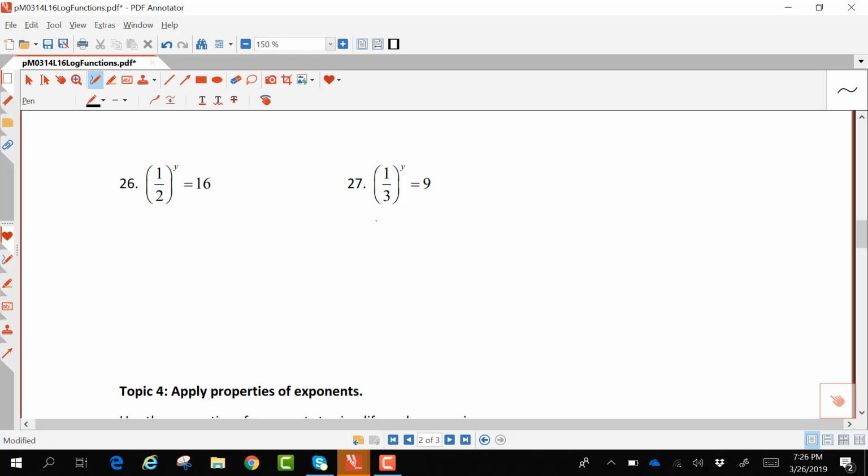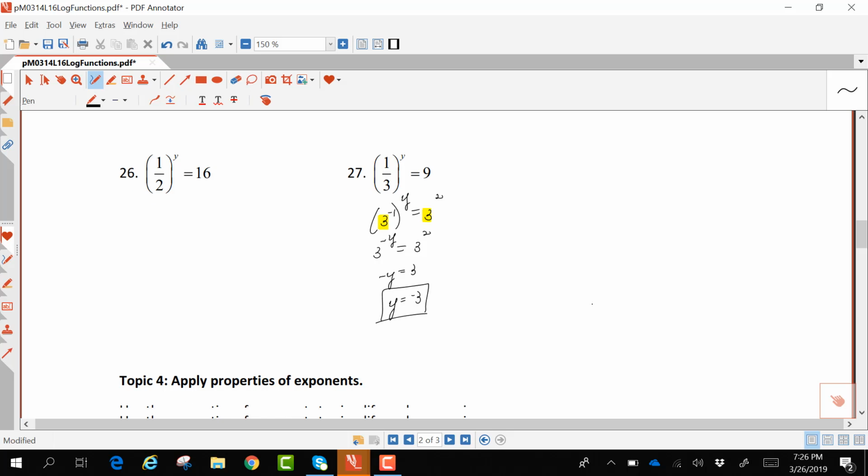Well, the left side is 1/3. If I move the 3 to the top of the fraction, it would be written as 3 to the power of -1. The 9 on the right side of the equation is 3 squared. So at this point, I have the same base of 3. The left side is 3 to the power of -y, and the right side is 3 squared. With the bases the same, I set the exponents equal, and then come up with my solution that y equals -3.